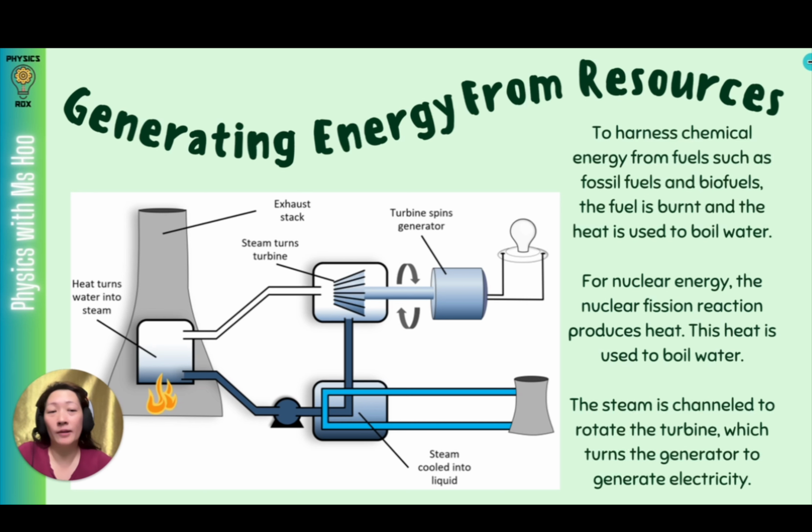So for example, to harness chemical energy from fuels such as fossil fuels and biofuels, the fuel is burnt and the heat is used to boil water. Now, in cases like nuclear energy, where we don't burn the fuel, the nuclear fission reaction produces heat, and that heat is then used to boil water. So from both of these cases, the water that's been boiled will generate steam. The steam is channeled to rotate the turbine, which turns the generator to generate electricity.